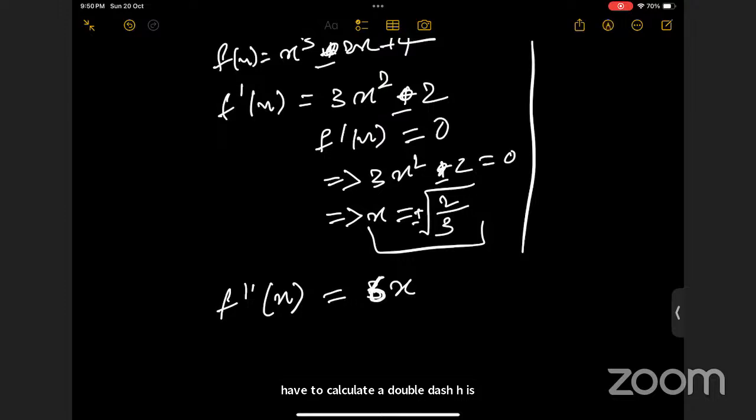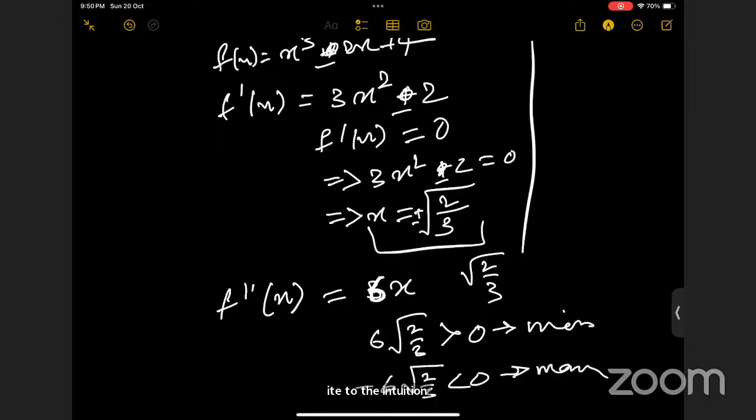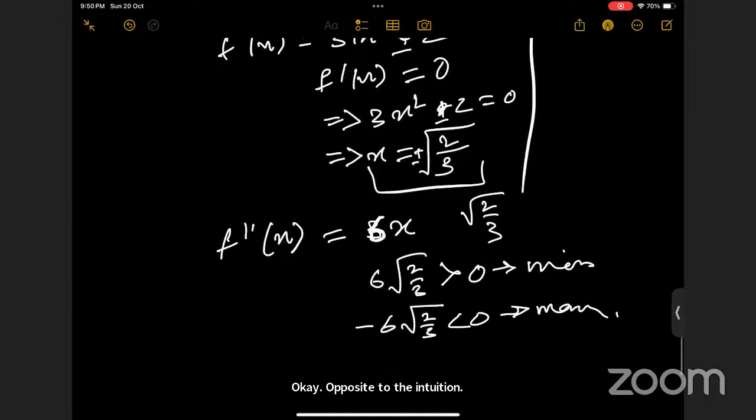So at the point root 2 by 3, this will be 6 into root 2 by 3, which is positive, right? So if at some point the value is positive, then it is minima. Okay? Opposite to the intuition. At the negative point, this is negative, so this is the maximum. Okay? Yeah, ma'am, got it.